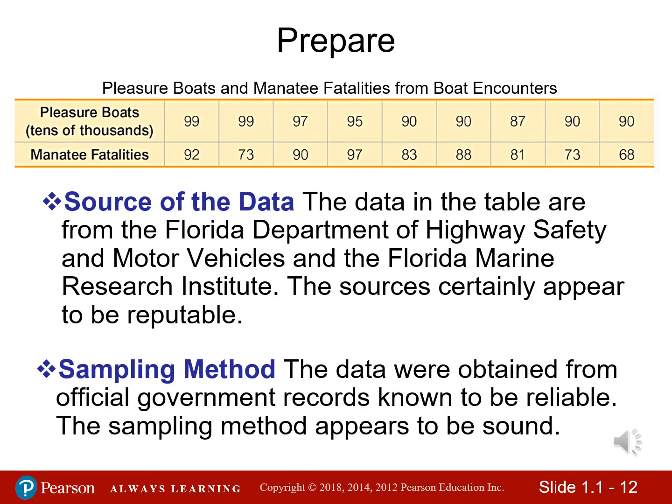The second step in our preparation of a statistical study is to consider the source of our data. As it turns out, the data in this table are from the Florida Department of Highway Safety and Motor Vehicles and from the Florida Marine Research Institute. Both of these institutions seem to be credible, and so we will assume that neither institution has any reason to obtain results that might show them in a favorable light. The data were obtained from official government records, and so we can conclude that the data are reliable and the sampling method is likely to be sound.